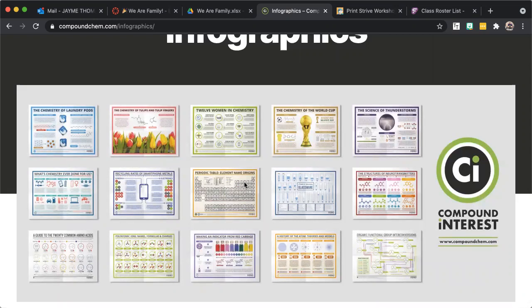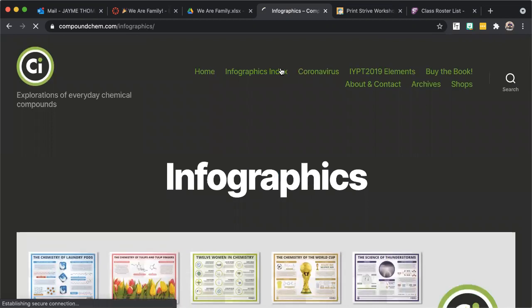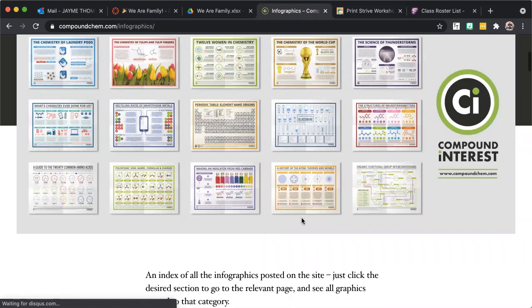Periodic table element name origins. Recycling rates of smartphone metals. So there's, again, all kinds of different ones here, and you can go here to the index and you can look at a specific subtopic if you want to. But these are really good because they have text, they have visuals, they're organized neatly. They have the subtopics with the headings organized nicely. All the images tie into the text that's presented on there. They're color coded a lot of times, just kind of depends on what it is.